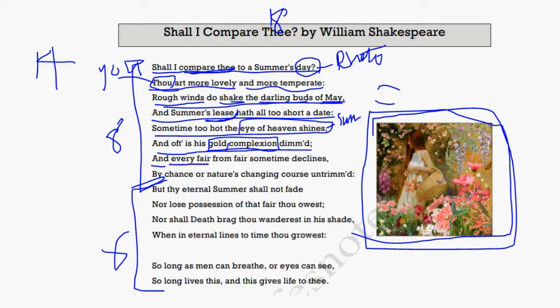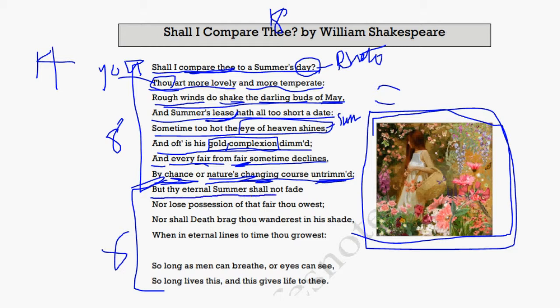And every fair from fair sometime declines, by chance or nature's changing course untrimmed. Here the poet gives a clue to Aristotelian philosophy, where we learn that every fair element loses its fairness accidentally or by nature's changing course, which is undeniable.